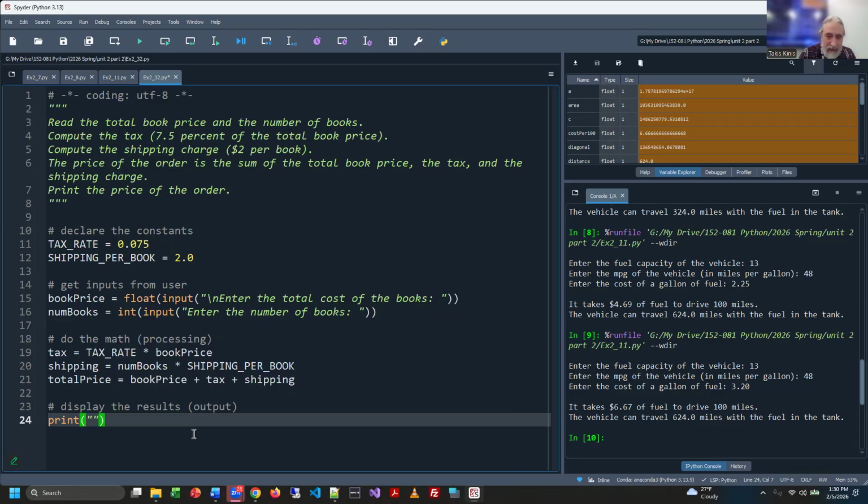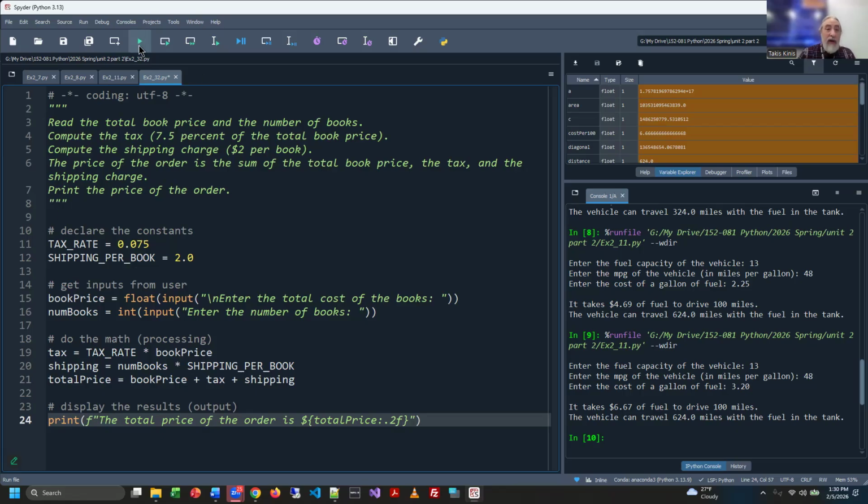Parentheses, double quotes. I'm going to make it an F string. And I'm just going to say something like the total price of the order is, and we'll extrapolate it here. We'll put a dollar sign in front of it just to be polite. We'll do our curlies, and then we'll just say total price. And you want to format it to a money format, you probably should. So we do a dot 2f.